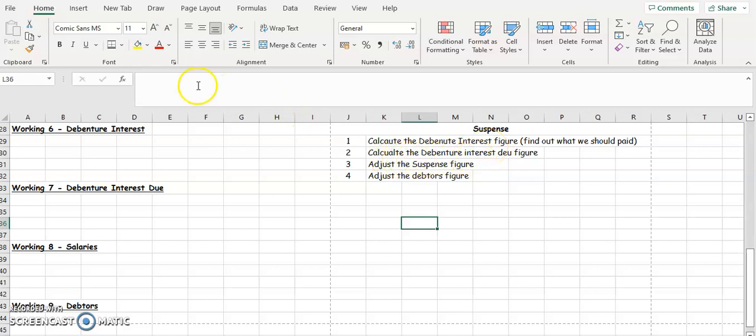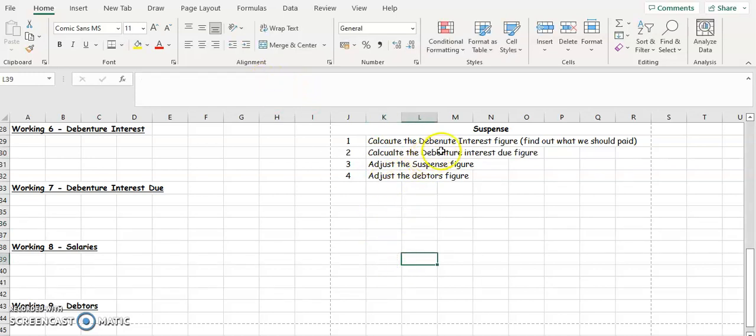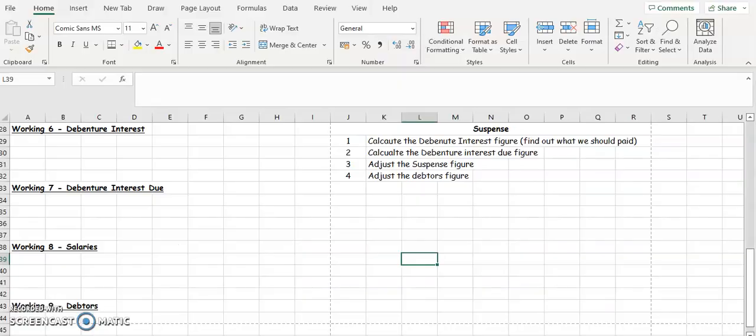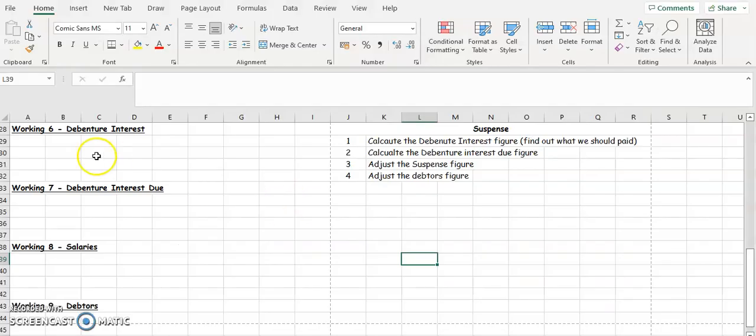Calculate the debenture interest due. I like keeping these together, it just makes it easier. So the debenture interest due, because we have paid some of it, what will be left to pay? Adjust the suspense figure. So we'll find out what our suspense figure is. Our suspense here is salaries and general expenses, so we need to adjust that. And then the last part in the question says the discount, so we need to adjust our debtors as well. So the first part, we're going to find out how much our debenture interest is.